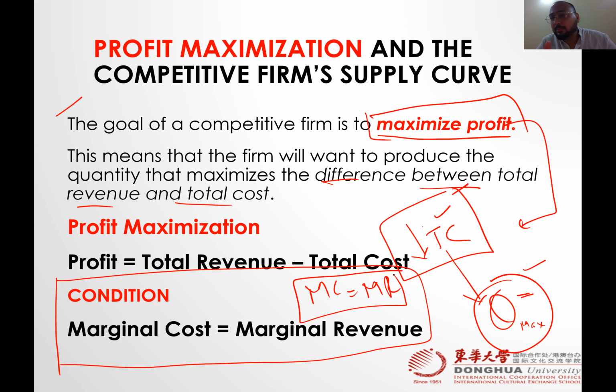Marginal cost is equal to marginal revenue. If you produce at that point, you will have a minimum cost, and minimum cost means maximum profit.